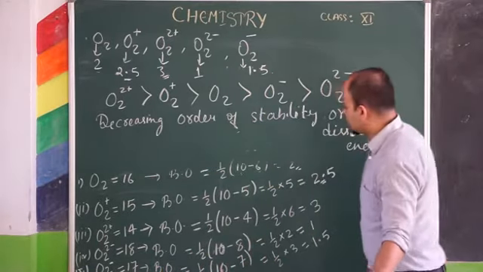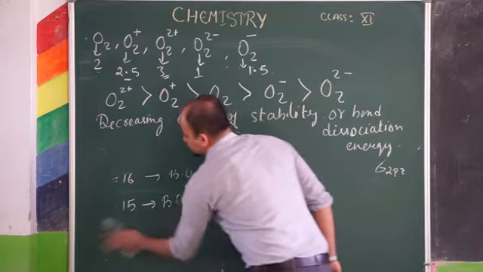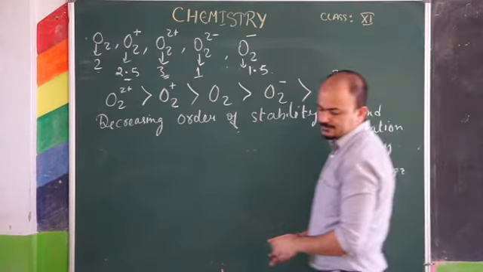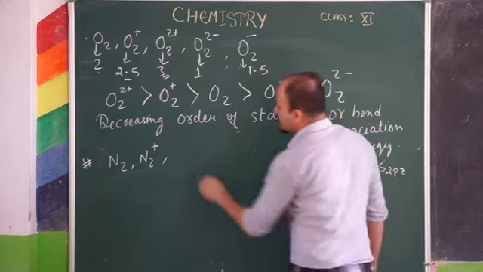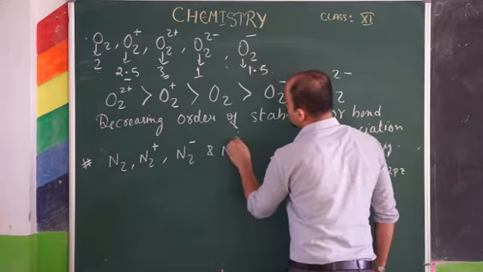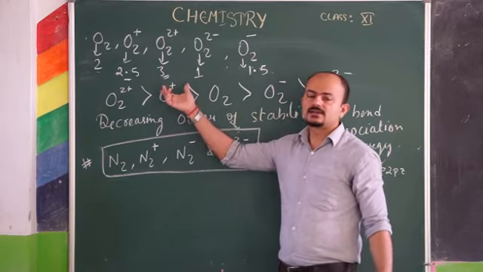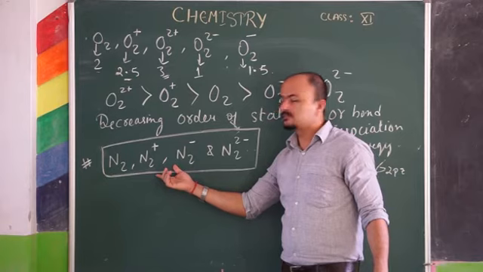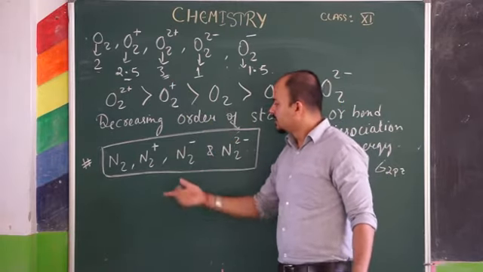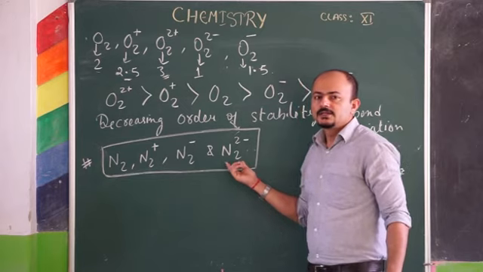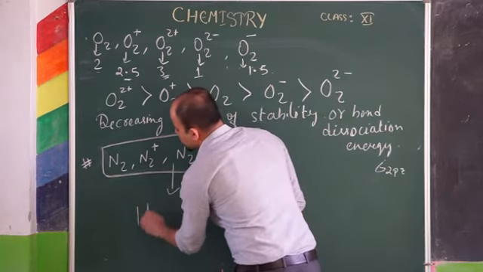Now, a similar type of question can also be asked for other species, and the most probable one is nitrogen. For nitrogen you have N2 plus, N2 minus, and N2 2 minus. Now for this, your assignment is, the way we discussed for oxygen, similarly you will calculate the bond order for each of these species. Please don't forget the sequence of nitrogen and oxygen is different. There should not be a mistake in that. You will calculate the bond order of each of them correctly, and arrange them again in decreasing order of stability. This will be your home assignment.